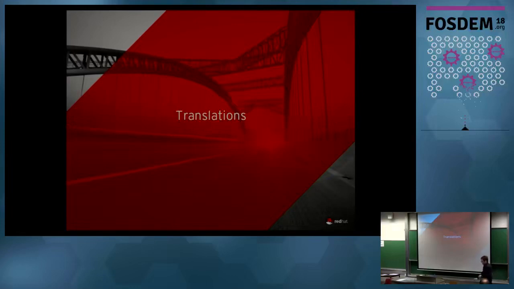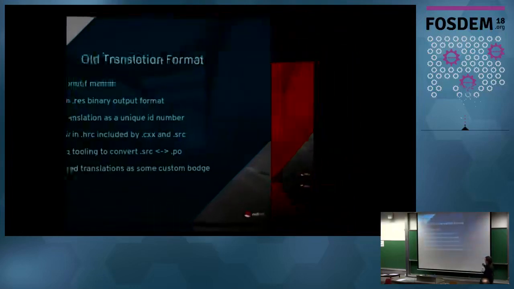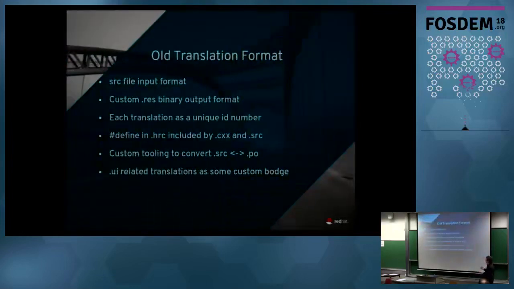The translations then, yet again, were in our own custom file format, the same SRC file format, and the output here is a res binary file. Each translation is indexed by a unique ID, and it's all converted to relatively standard PO to go up to the website to be translated there, to be brought back down and then converted back out into our own custom file format as well. And then when we converted everything over to this .ui file for the dynamic layout and the new description, we had to keep a lot of this stuff and we have a little bodge there so that we run those translations through the old translation system and back again. So that's the old translation format.